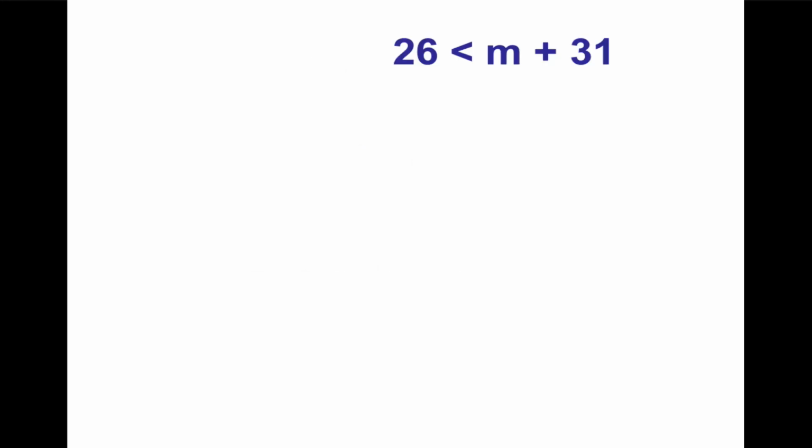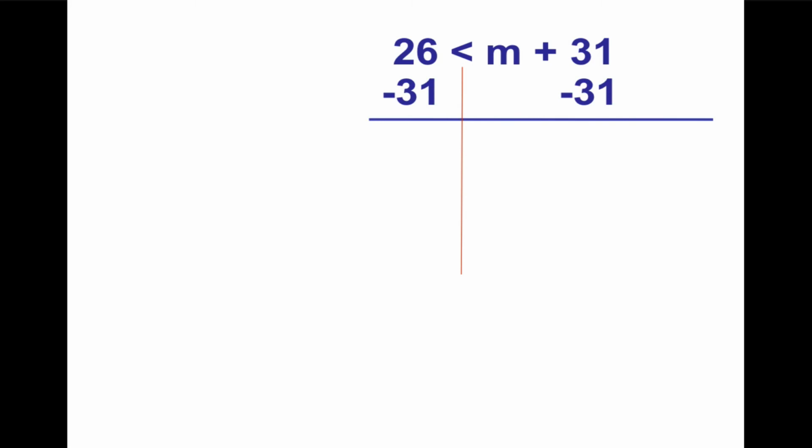Here's one final example. 26 is less than m plus 31. So we want to draw the line coming down from the equal sign. And to isolate m, we need to eliminate the plus 31. We're going to put negative 31 on both sides. So on the left-hand side, we have 26 minus 31. On the right-hand side, we have negative 31 and positive 31, which are going to cancel.